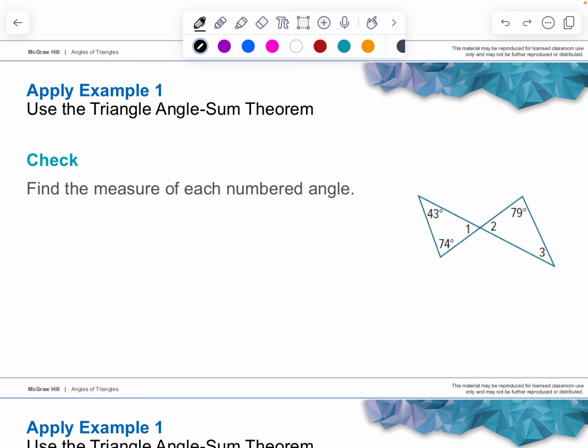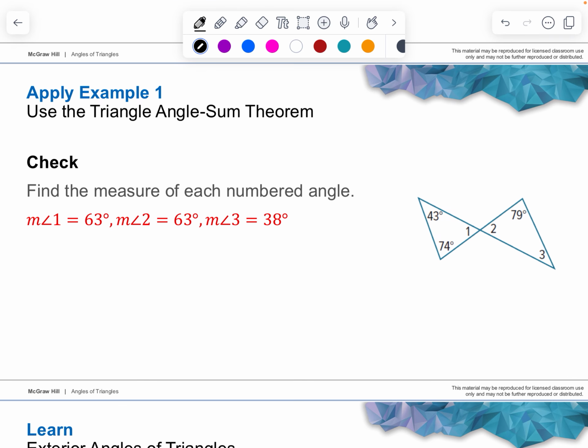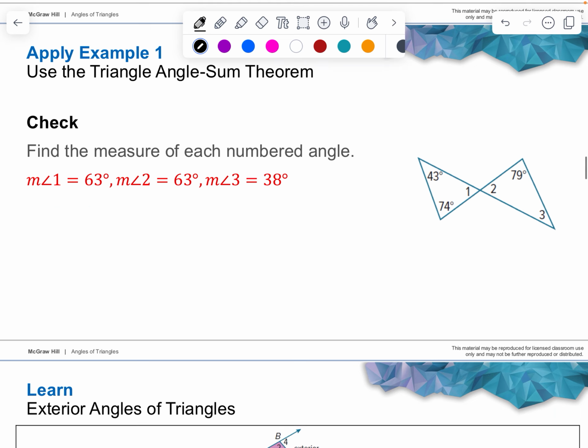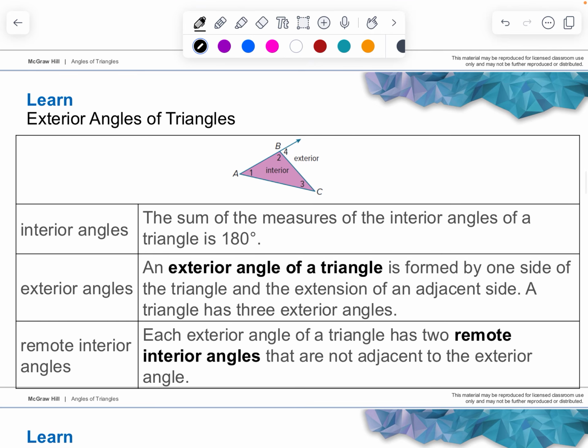Check your knowledge one on page 2. Pause me. See if you can solve for 1, 2, and 3. Okay. Now, did you recognize that angle 1 and 2 were vertical angles, and that vertical angles are always congruent? I hope so. You should have found that angle 1 and 2 are 63 degrees, and angle 3 was then 38 degrees. All right. There's going to be quite a few problems where you need to solve triangles in this unit. All right, let's go on to exterior angles of triangles.